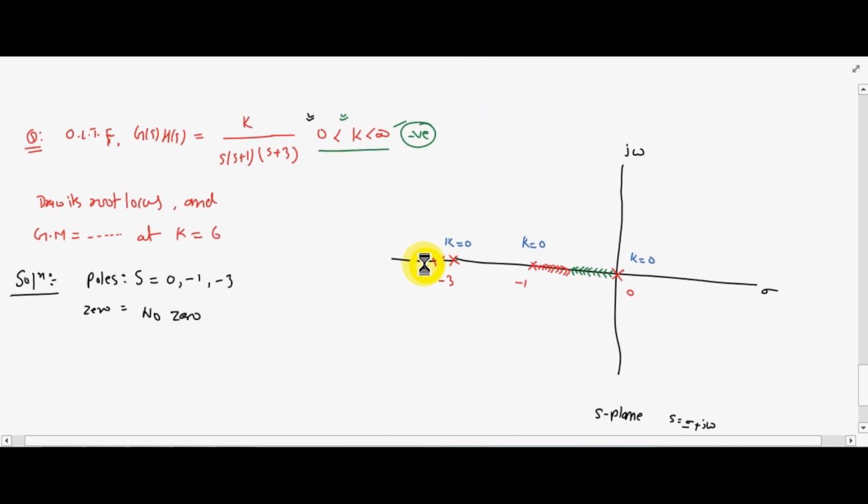When I increase the value of k, this root, s equal to minus 3, starts moving in this direction and goes to infinity. This goes to infinity and terminates at a virtual zero. You can say imaginary zero or virtual zero. And here the value of k is infinity, terminated at this point.